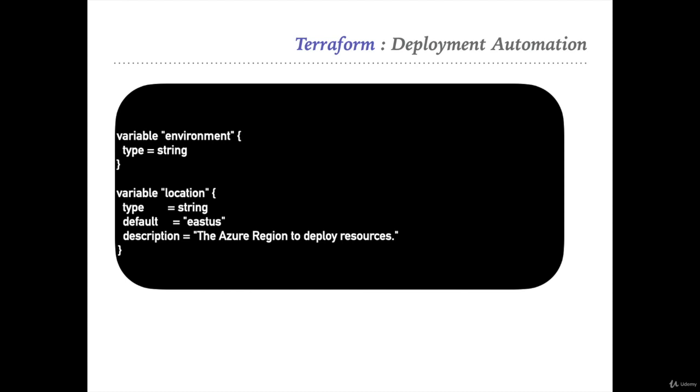So here is a sample of how we can define a variable inside Terraform. In the first one, we are defining a variable named environment, and the type is string. In the second one, we are defining the supporting parameters as well. We are defining the variable location, the type is string, then we define the default value of the location, and then we define the description of the location. So there is no limitation inside the block. If you want to define only the type, you can define only the type. If you want to define associated metadata regarding the variable, you can define that as well.